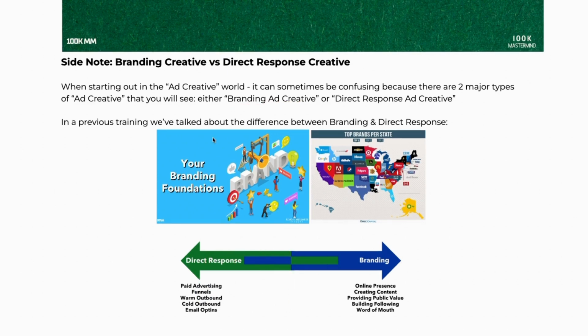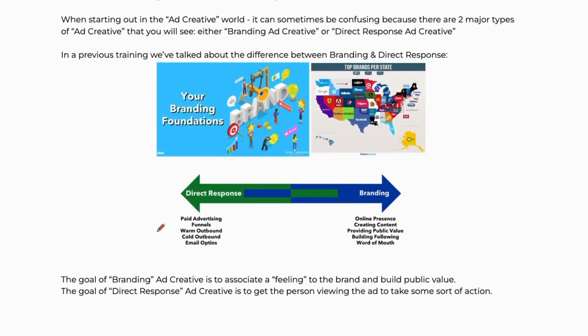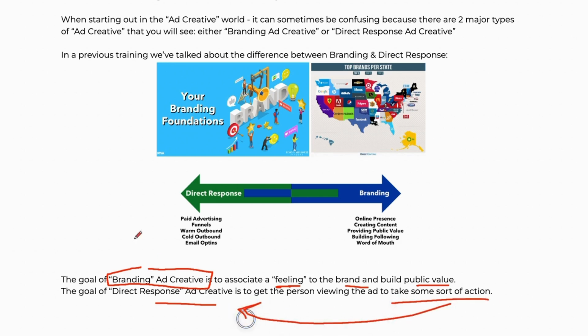Now, what is the difference between branding and direct response when it comes to ad creative? So the goal of branding ad creative is all about associating feelings to the brand and the public value, versus direct response ad creative is all about getting a person to take some sort of action. You're going to remember we talked a little bit about this when we talked about ad copy, right? A lot of times ad copy and copywriting is more about direct response, and branding is usually more about content and value and that kind of stuff, typically, okay? And so that's the reason why when we come to direct response ad creative, it's all about getting the person to take some sort of action.